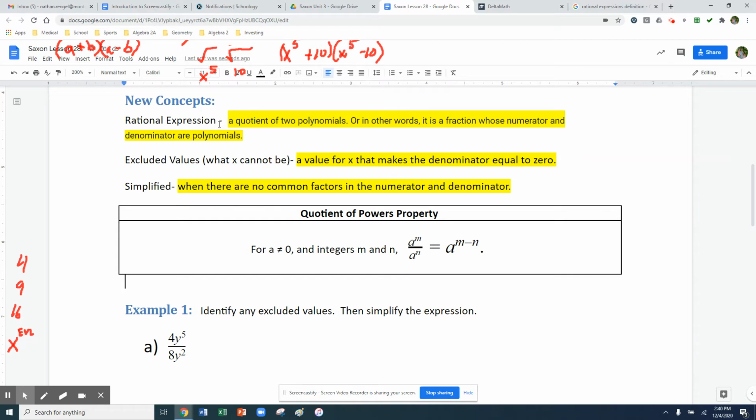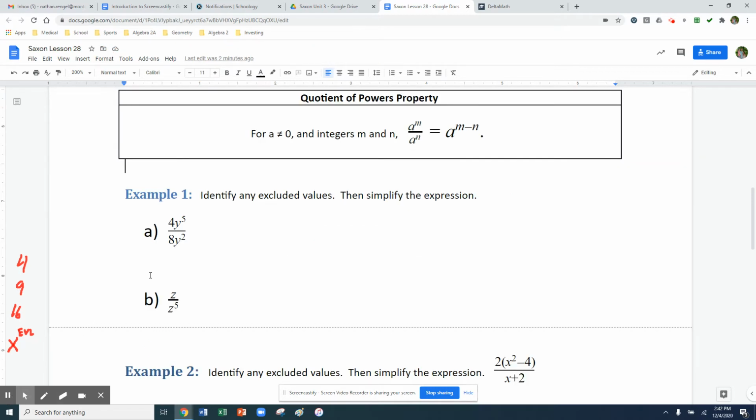So what is a rational expression? A rational expression is a quotient of two polynomials, or in other words, it is a fraction whose numerator and denominator are both polynomials. Excluded values are a value for x or any variable that the rational expression uses that makes the denominator 0. And simplified is when there are no common factors in the numerator and denominator.